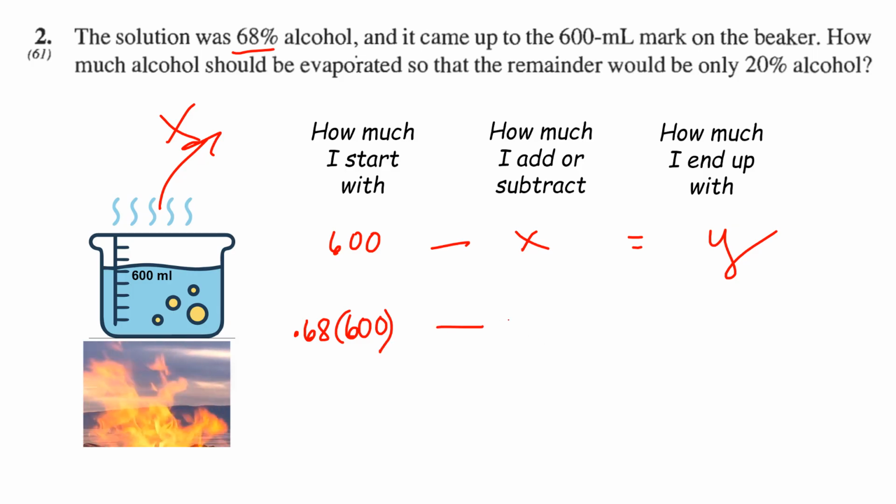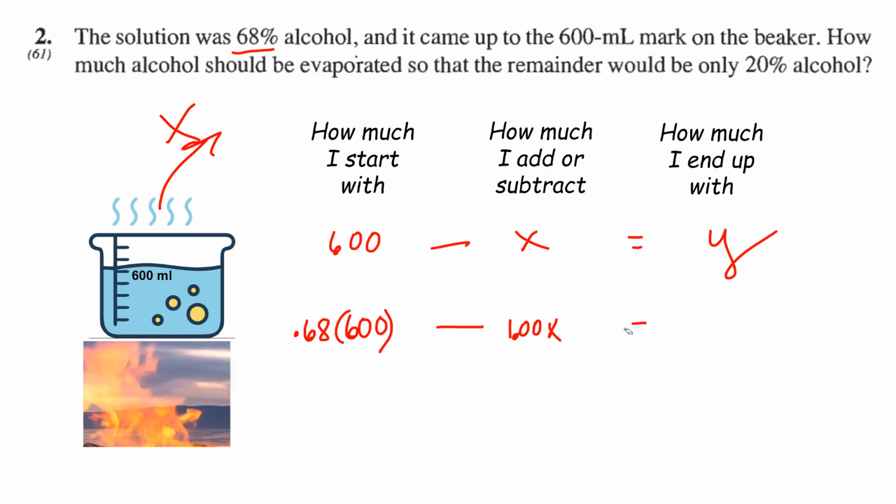I'm going to take away something. What is it? It's pure alcohol. I'm evaporating alcohol out of there. So 100% of that X right there is alcohol. It's all alcohol. So I could put 1.00X or I could just put X. But since it's 100% alcohol, I don't need to. 100% of those milliliters are alcohol. How much alcohol am I going to end up with? Well, Y milliliters, how much of it's going to be alcohol? 20%. So 20% of Y is alcohol.